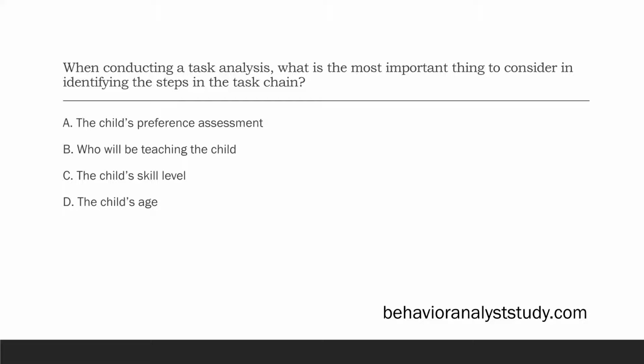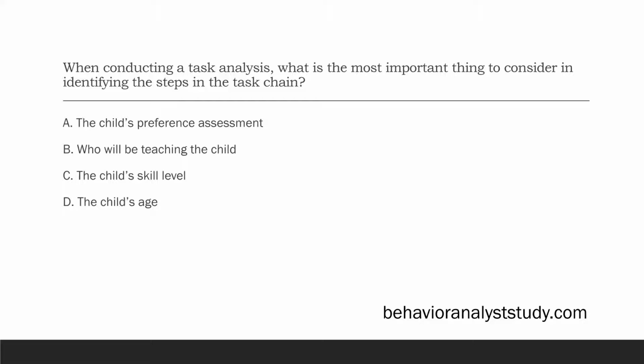C, the child's skill level. That's what we're most concerned with, right? If I'm teaching hand washing and the child has 0 motor skills, my steps are going to look a lot different than a child who maybe is a good athlete, for example. The child's skill level is going to be the most important thing to consider when picking steps in task chains. The child's age is not. The child's age will lead you down the wrong path, especially when working with people with disabilities.